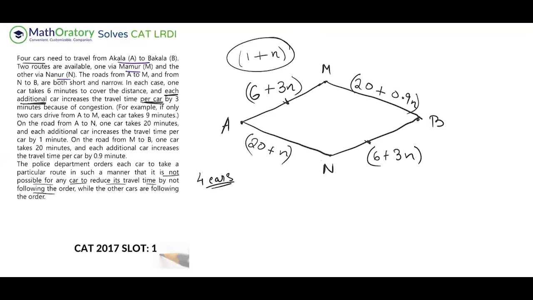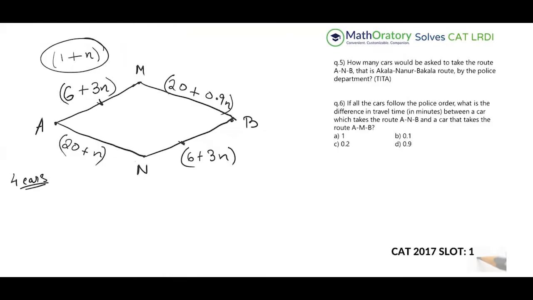So let me get to the questions now. Okay, so five. How many cars would be asked to take the route A to N to B by police? Yeah, so that was it. So I have to think about minimizing the time. So let's go car by car. So there are four cars. We have to, I believe, think in that way only. Even question six, what does it say?